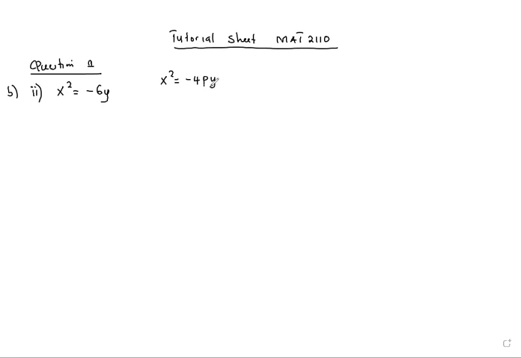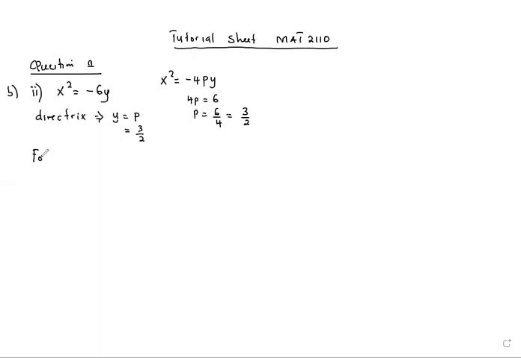Okay, so because it's negative 4py, then you know that 4p is equal to 6. So that p is equal to 6 over 4, which is equal to 3 over 2. Then we know the directrix here is the line y is equal to p when it is negative. So the line is going to be 3 over 2.